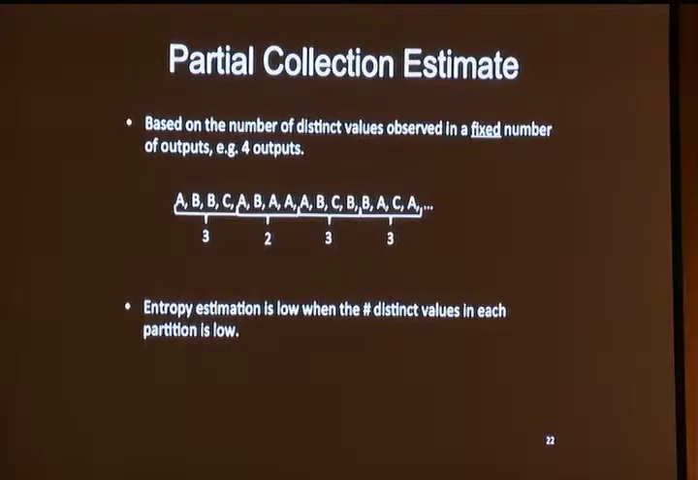In the partial collection estimate, we divide our samples into non-overlapping blocks, and the non-overlapping blocks have a fixed size. Here in this example, we selected the length of the blocks as 4. Within each block, how many distinct values do we observe? So in the first block, we have A, B, B, C, and we have 3 different samples. And we calculate this for the rest of the samples too. And we see that the entropy estimation is low if the number of distinct values is low. And if we have more distinct values, then our entropy estimation is going to be higher.